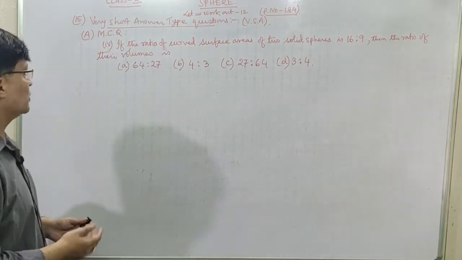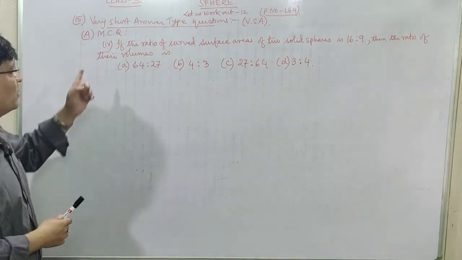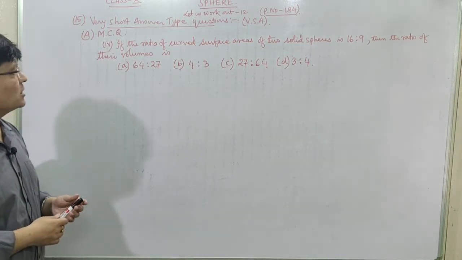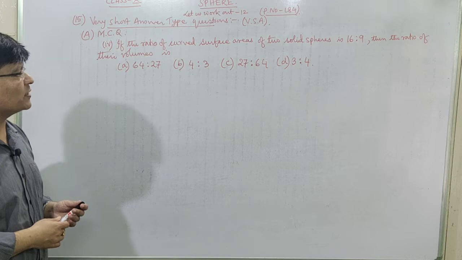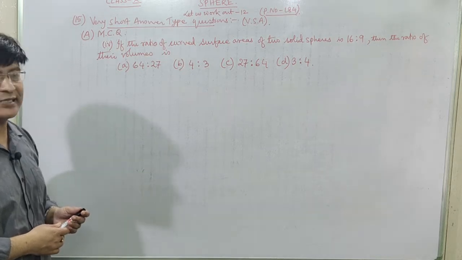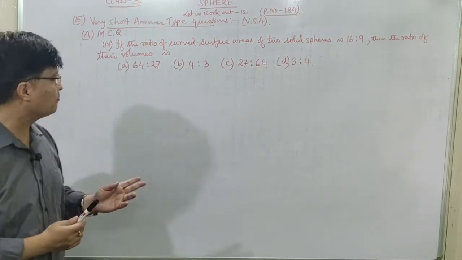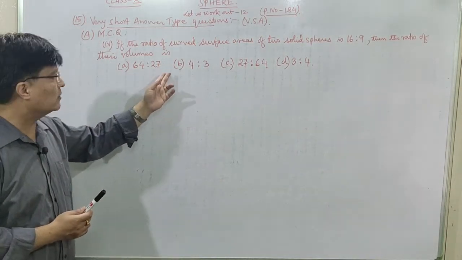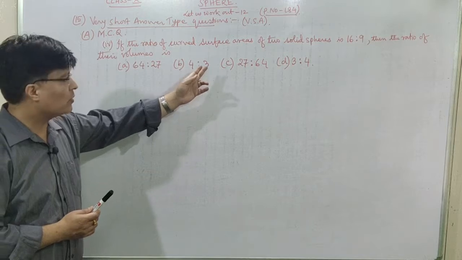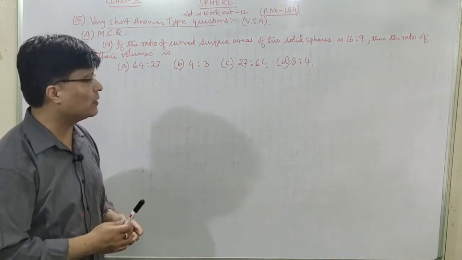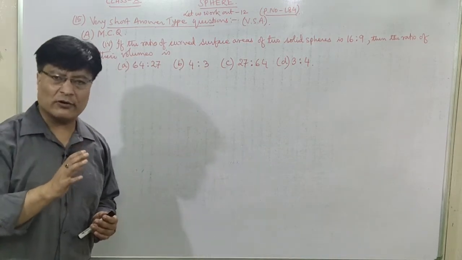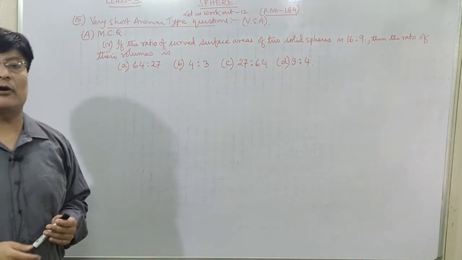Now let's do the next question, that is 15A number 4. The question is, if the ratio of curved surface area of the two solid spheres is 16:9, then the ratio of the volumes is: number A 64:27, number B 4:3, number C 27:64, and number D 3:4. Which is the correct option? You have to choose the correct option out here.